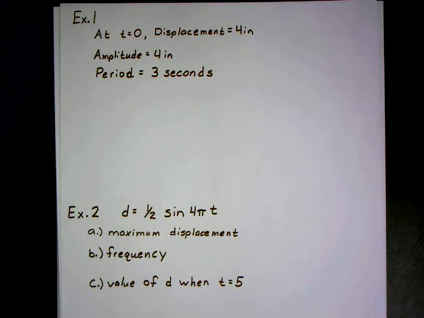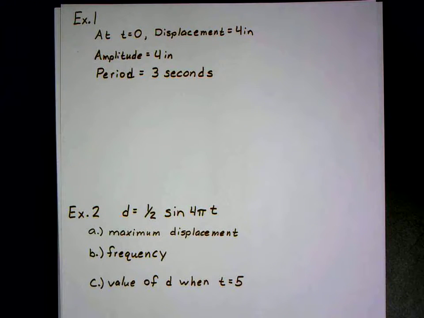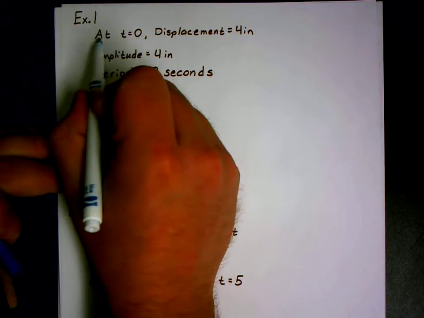So, let me show you what your problems are going to look like. Your first type of problem, they're going to give you some information and ask you to write the equation. The first thing you have to do is decide whether you have sine or cosine. This first statement will tell you that.